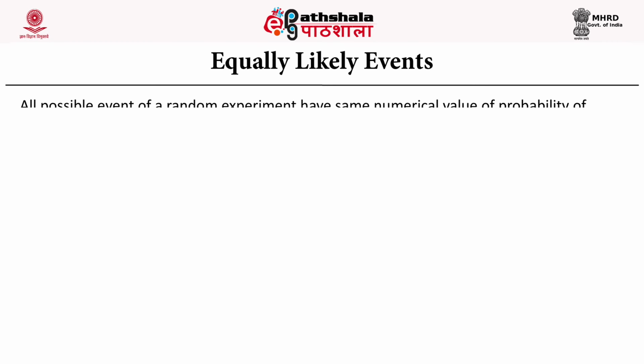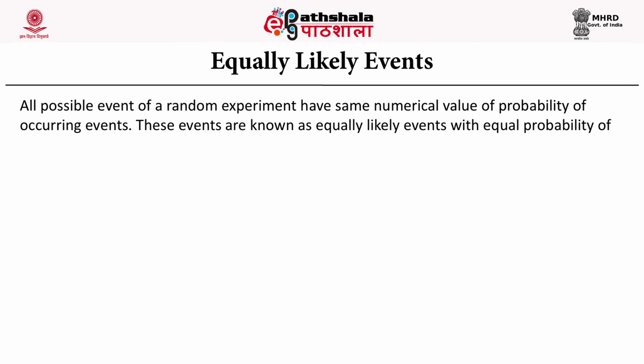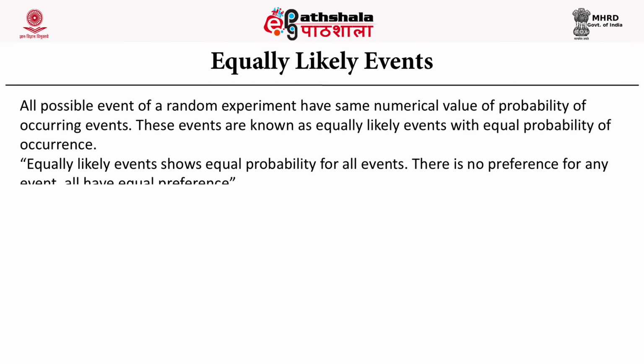Now the definition of equally likely events. When all possible events of a random experiment have the same numerical value or probability of occurring, these events are known as equally likely events with equal probability of occurrence. Equally likely events show equal probability for all events. There is no preference for one event; all have the same preference.